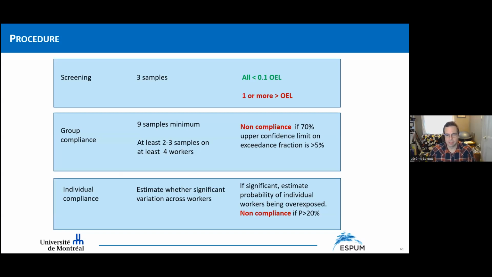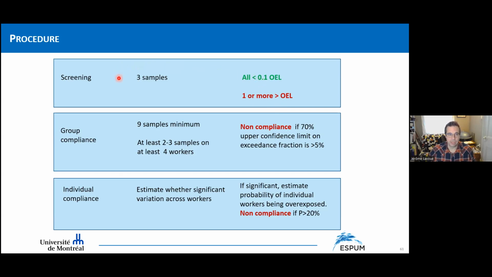So it's a 3-step proposal. There's a screening step, and this is something we're going to see again in the European guideline, very useful, I think. So you start with a limited number of samples, because we all know samples are expensive. And if all samples are smaller than 1/10 the OEL, you can stop and declare the situation as acceptable. If any of these is above the OEL, you can declare the situation problematic. And this has a statistical foundation.